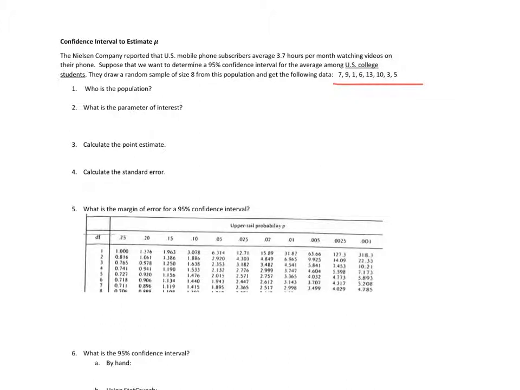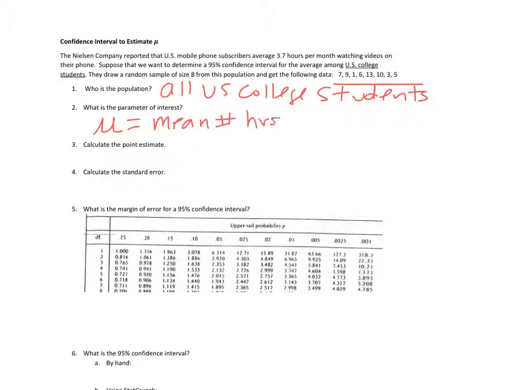Okay, so the population in this case, just careful, it's just all U.S. college students. That's the group we're studying. Okay, and the parameter of interest is going to be a population mean, which we denote by the Greek letter mu. And this is because we're asking a quantitative question, hours of videos watched per month. So this is the mean number of hours per month that all college students watch videos on their mobile phones.